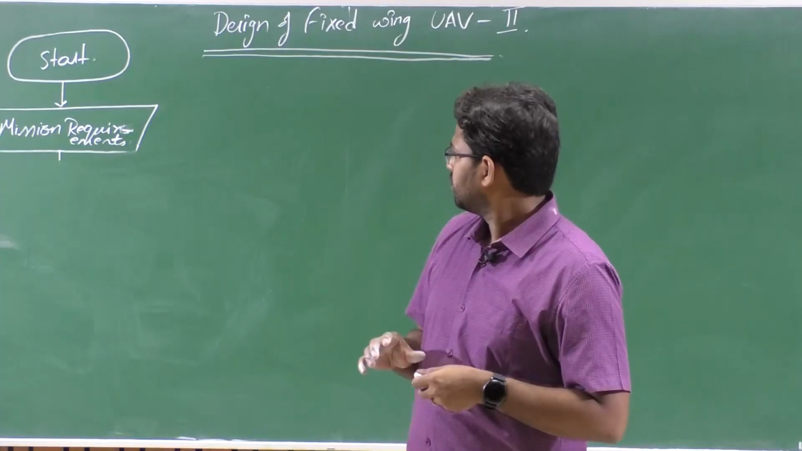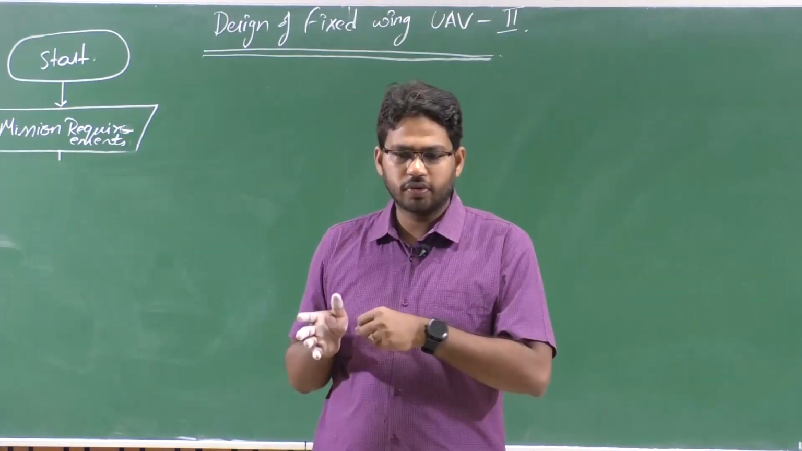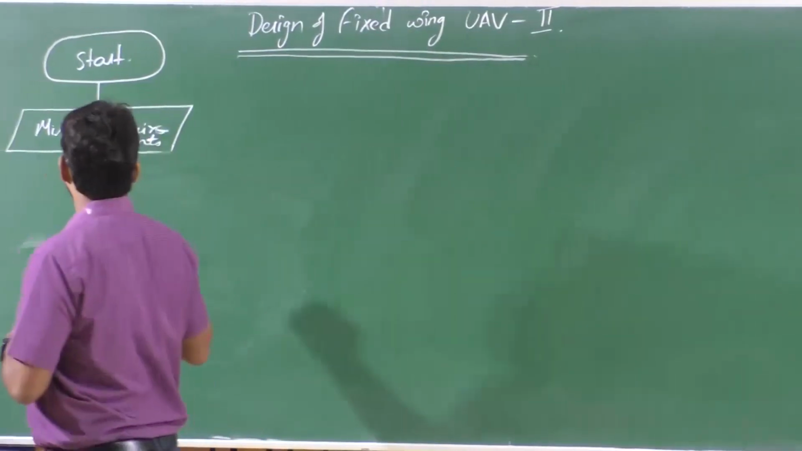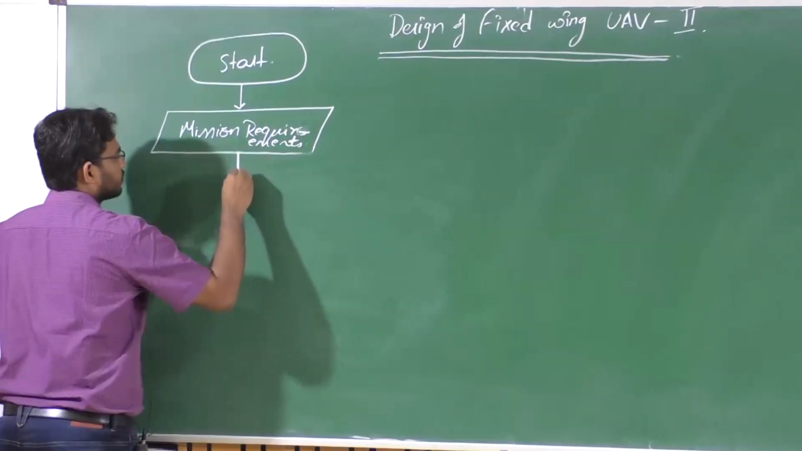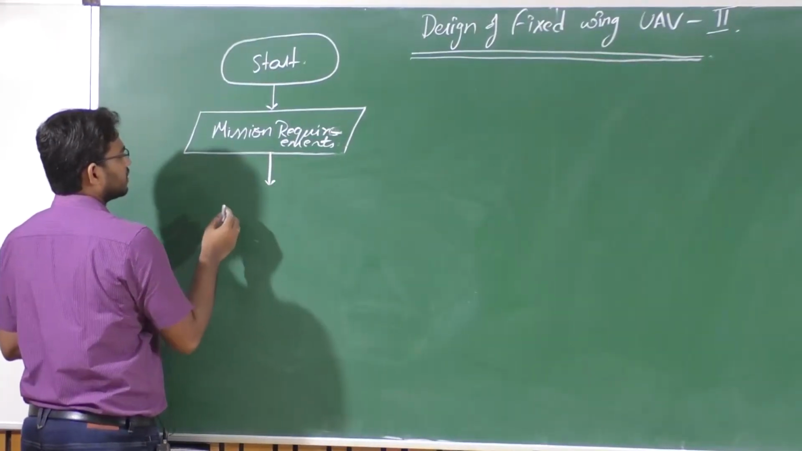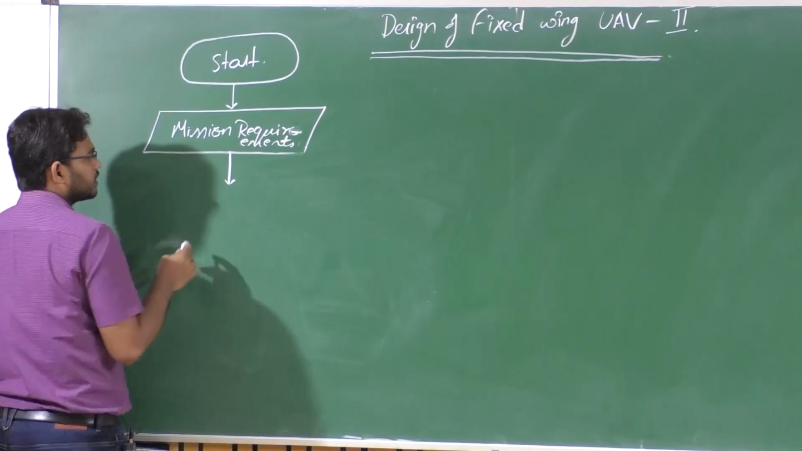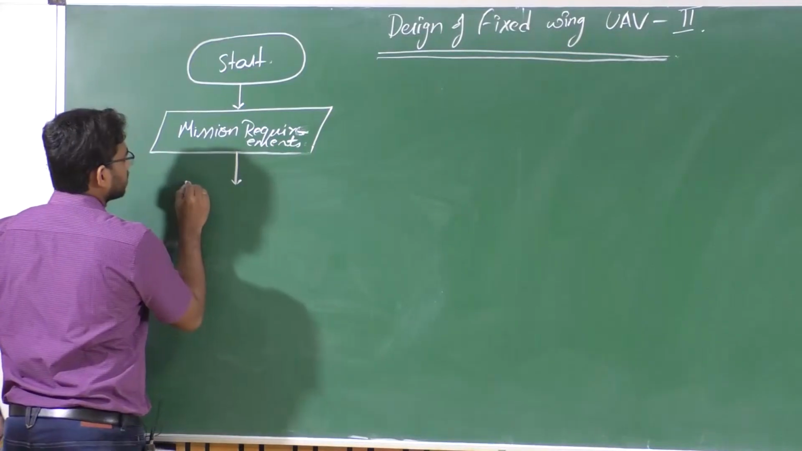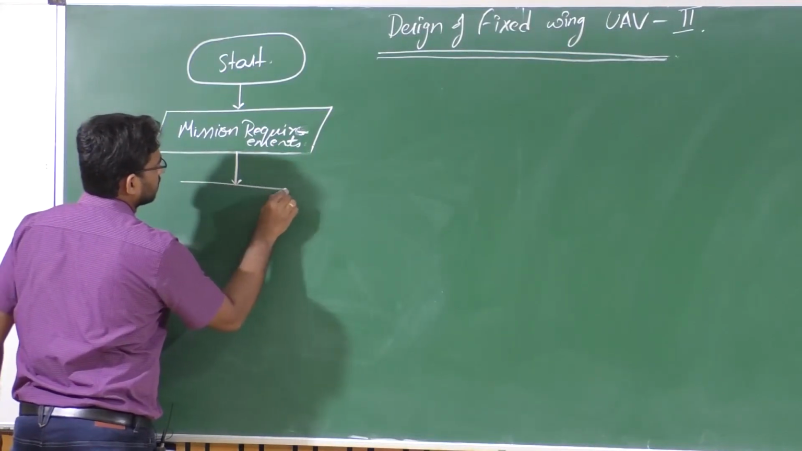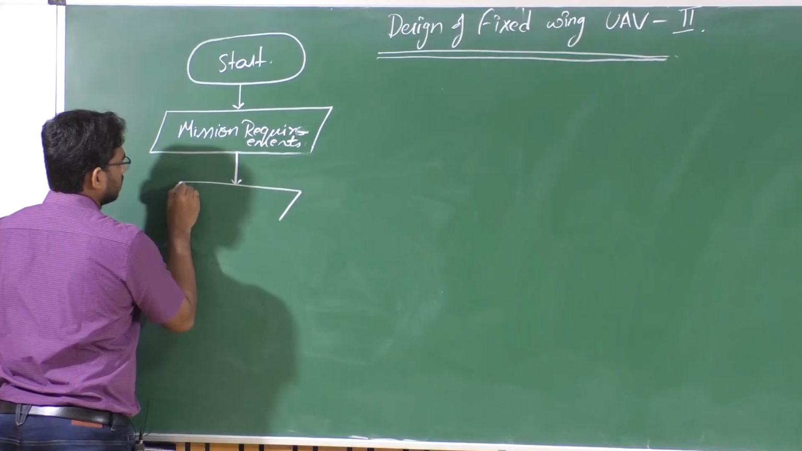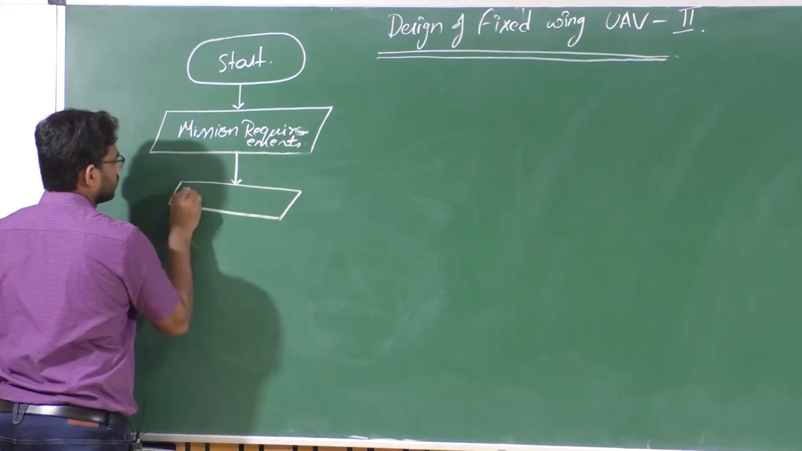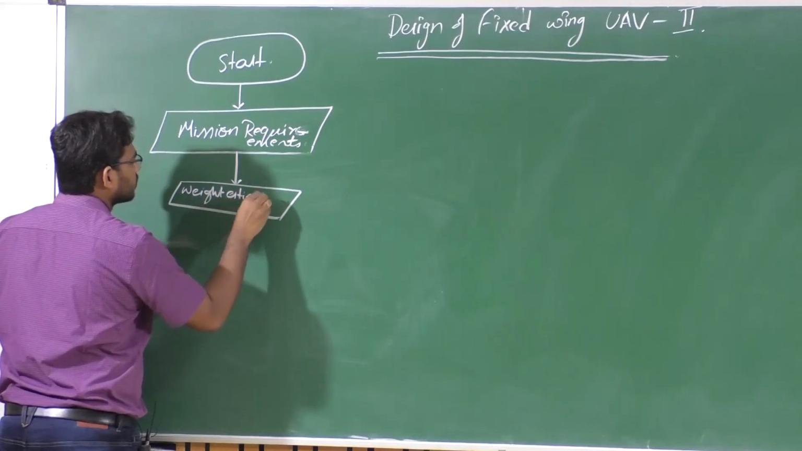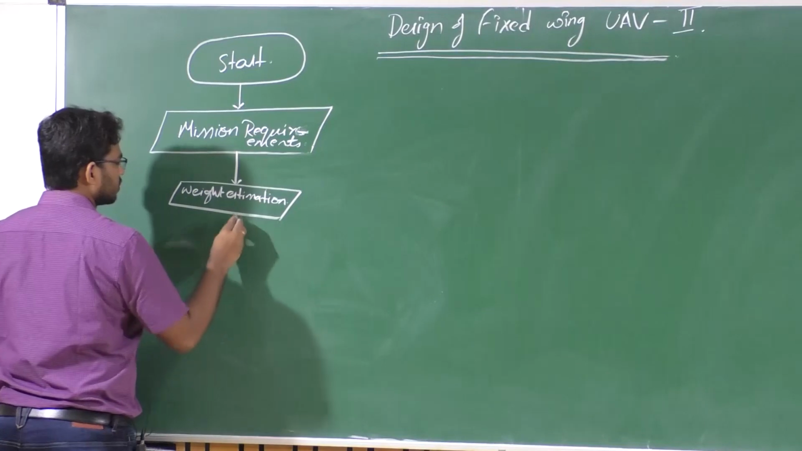Apart from that, these mission requirements will also give you certain geometric constraints, right? May not be all, definitely, but to some extent they will pose certain geometric constraints. So from these mission requirements, with a basic estimation of geometry, we can do a proper weight estimation, right? So from these mission requirements, you can perform weight estimation, right?